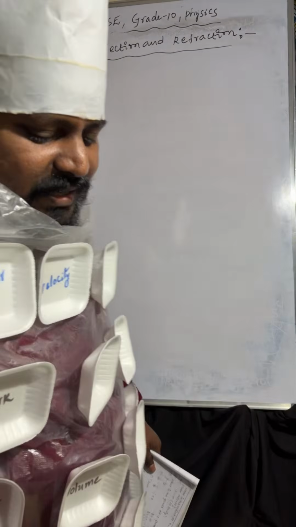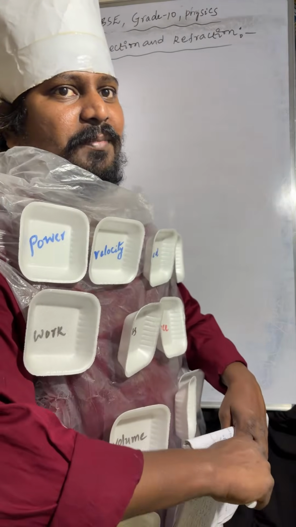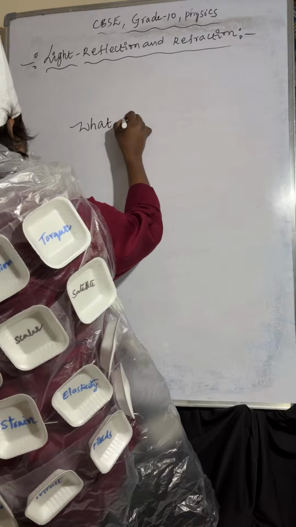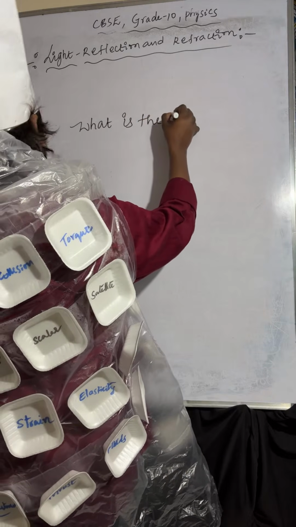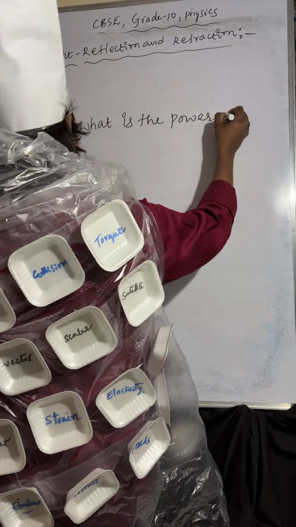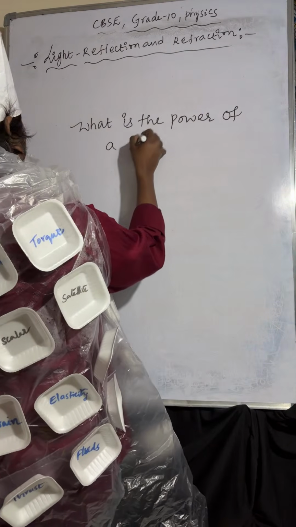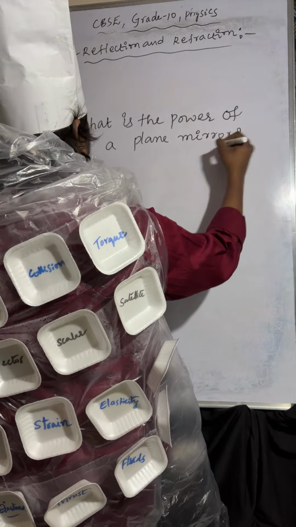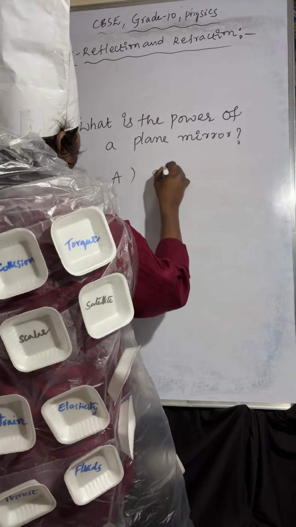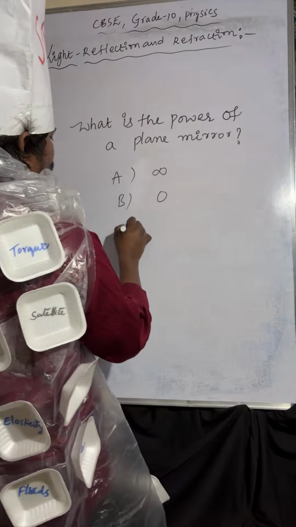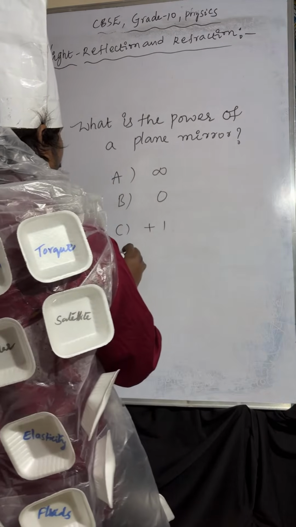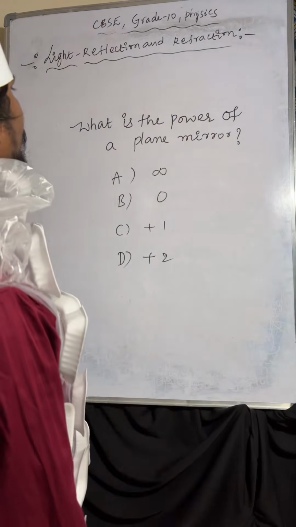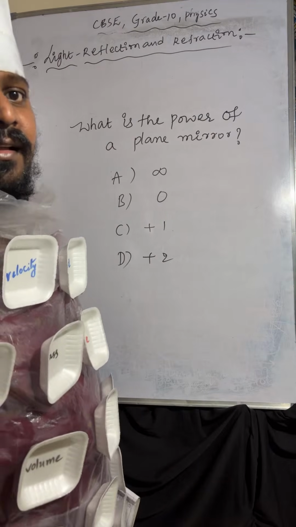So actually I have to write, but there is an option practice, right? This question is very important, that's why I am writing. What is the power of a plane mirror? Option A infinity. Option B 0. Option C +1. Option D +2. What is the power of a plane mirror? Answers please.